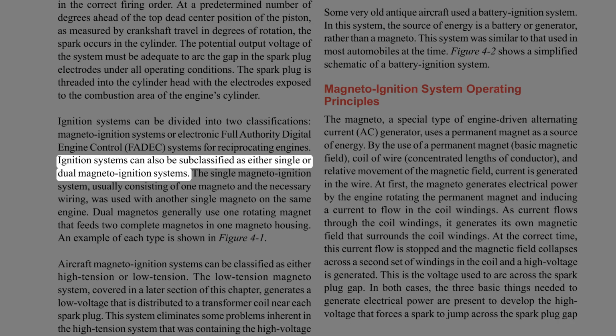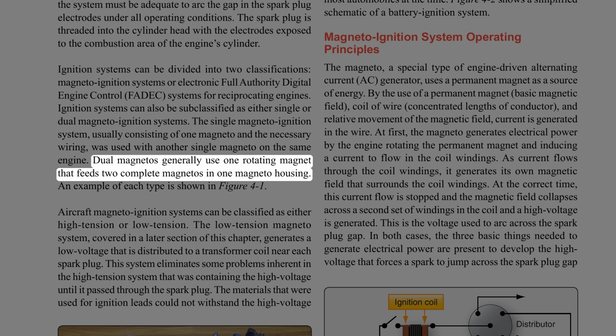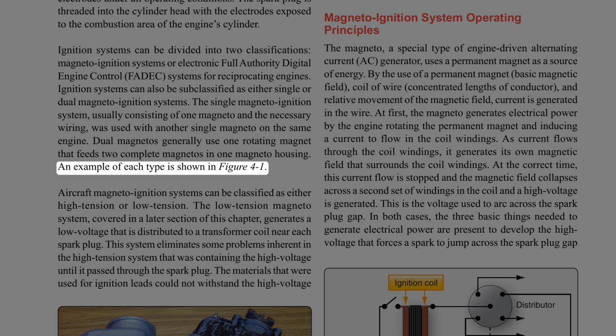Ignition systems can also be subclassified as either single or dual magneto-ignition systems. The single magneto-ignition system, usually consisting of one magneto and the necessary wiring, was used with another single magneto on the same engine. Dual magnetos generally use one rotating magnet that feeds two complete magnetos in one magneto housing. An example of each type is shown in Figure 4:1.